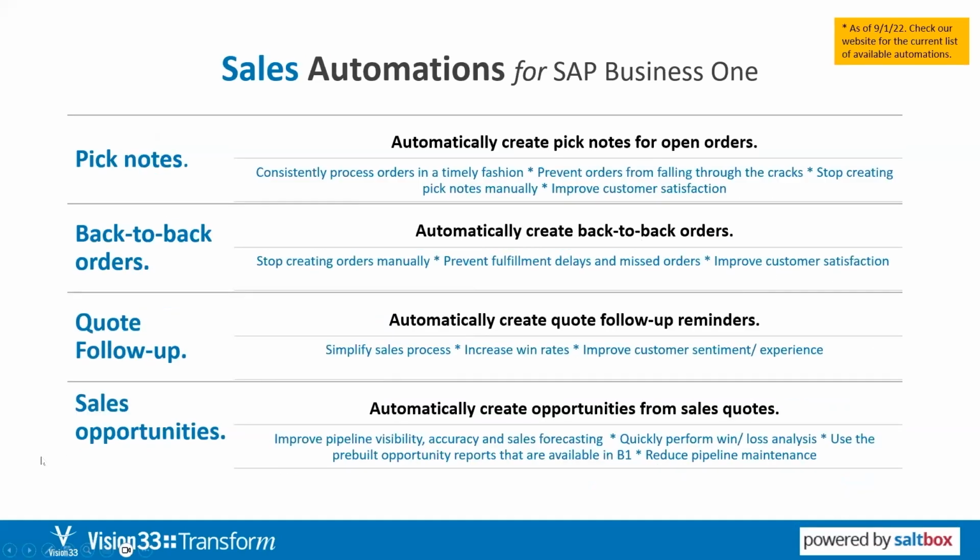Pick notes. We can automatically create pick notes for open orders, so that you don't have to do that process manually. If you do it order by order, this is a really great way to have them just done as the sales order is processed. Back-to-back orders: automatically create back-to-back orders. This prevents having to open one, copy it, and things like that. So this will do it for you if certain features are marked appropriately and everything is set up right.